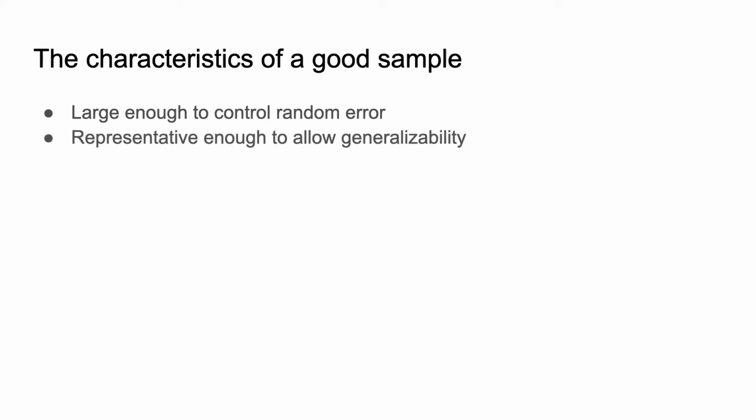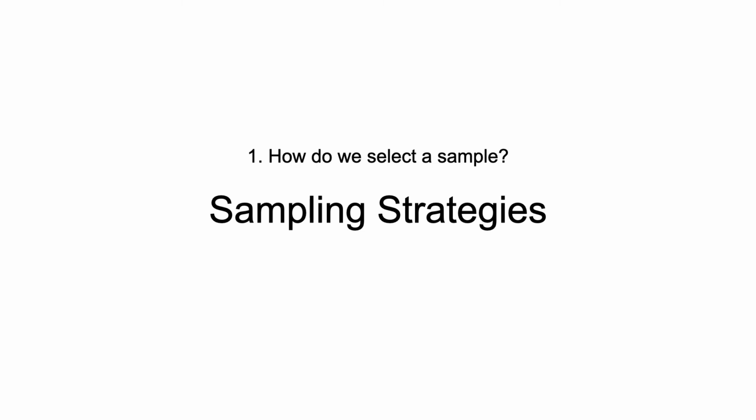The characteristics of a good sample are as follows. The sample should be large enough to control for random error. It should be representative enough to allow generalizability. And it should be acceptable in cost of time and money. In order to do that, we have to think how we are going to select our sample. And with that, Dr. Khalifa is going to let us know.